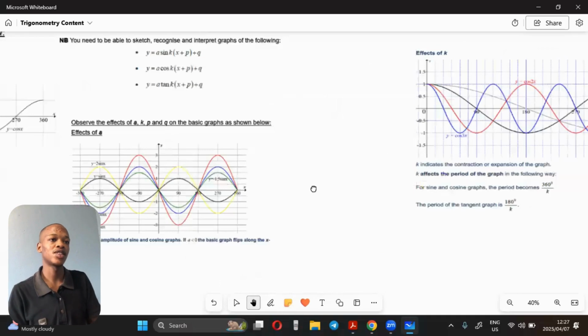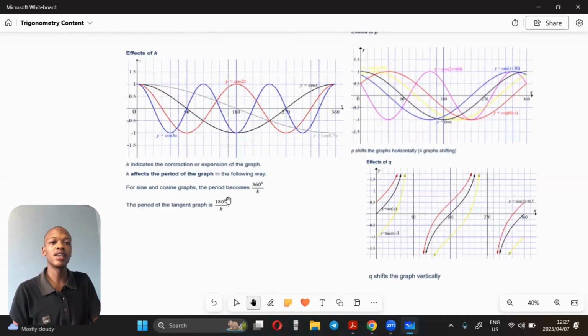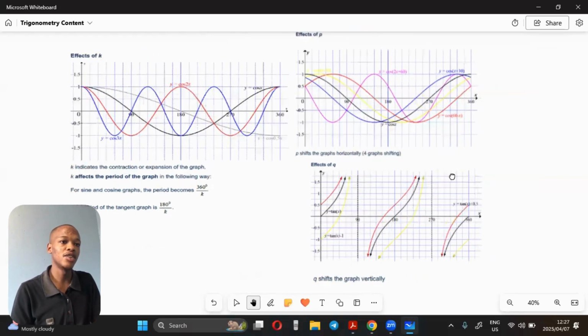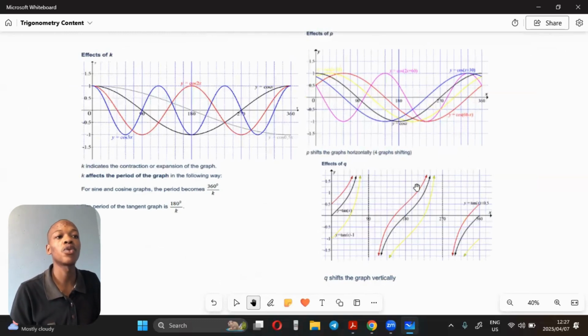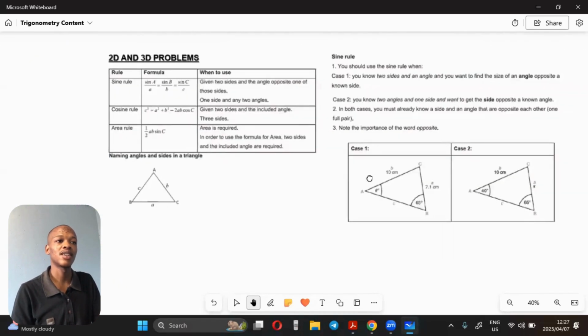Then let's move, just be quick. And then also your K, what does your K do? Your K indicates the compression or expansion of the graph. Your K affects the period of the graph. That is that. And then your P shifts the graph horizontally, and then your Q shifts the graph vertically. Just get to understand that.